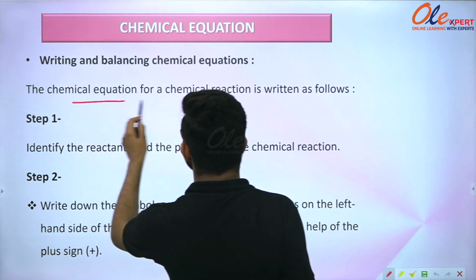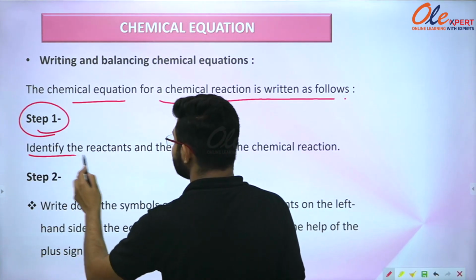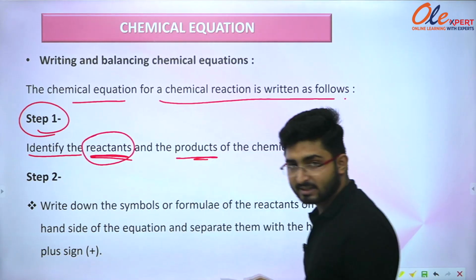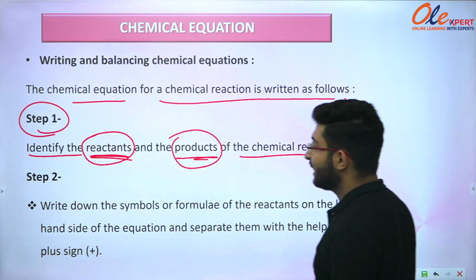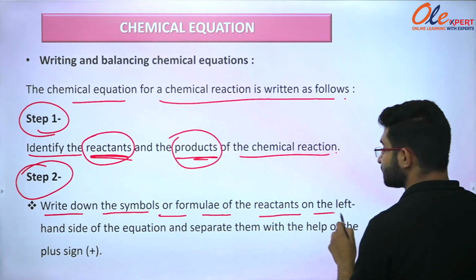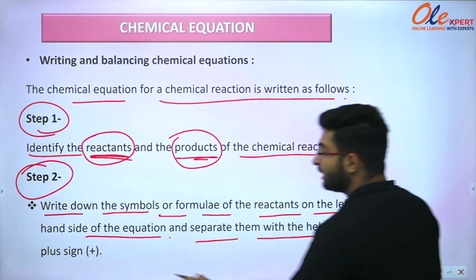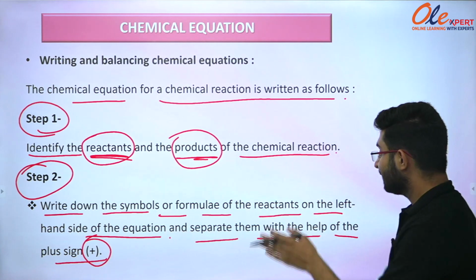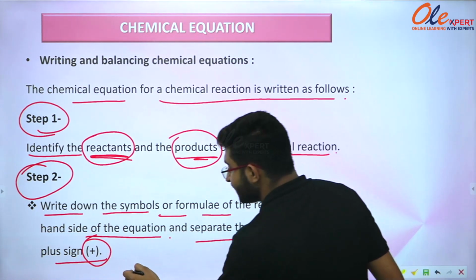Firstly, the chemical equation for a chemical reaction is written as follows. Step 1 says to identify the reactants and the products. Firstly, you have to identify the reactants and the products of the chemical reaction. The second step says to write down the symbols or formulae of the reactants on the left hand side of the equation and separate them with the help of a plus sign. You have to write down the symbols or formulae on the reactant side, that is the left hand side, and separate them with a plus sign.